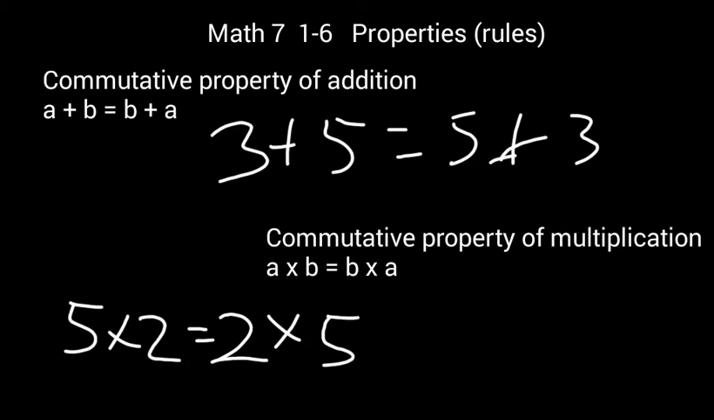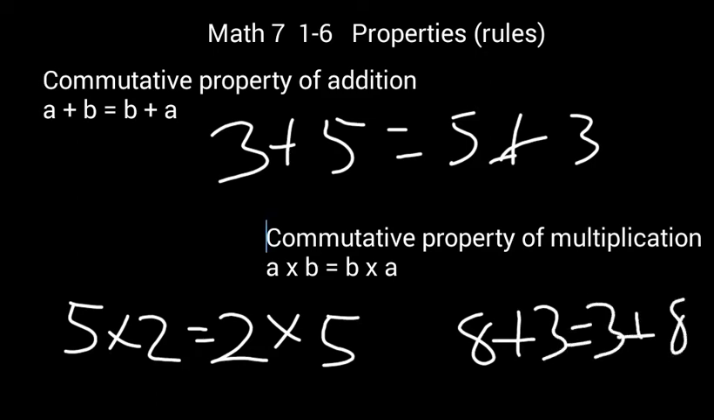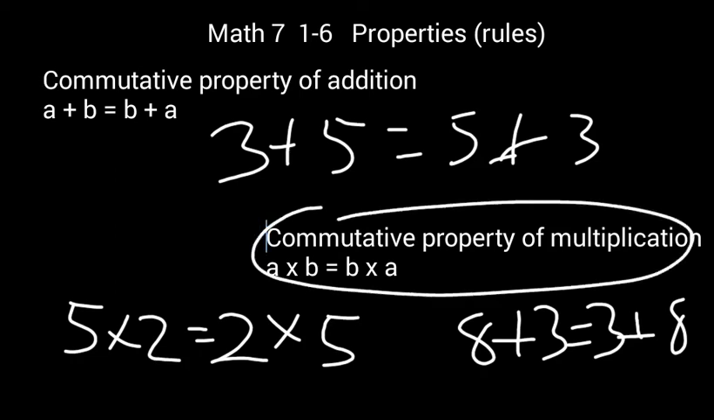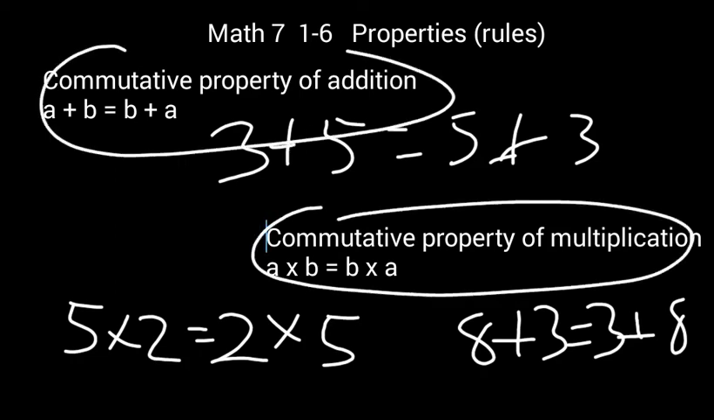So let me ask you a question. Which one is this? If I said to you, 8 plus 3 equals 3 plus 8. Which property is that? Is it commutative property of multiplication or commutative property of addition? If you said addition, you're right. Commutative property of addition. Awesome.